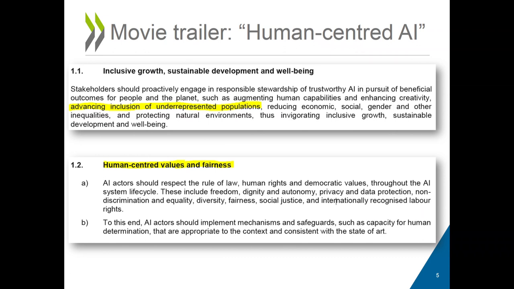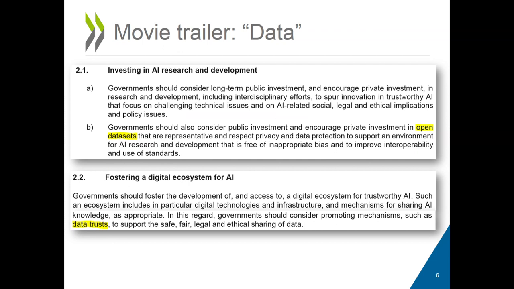and I'm just going to present to you a couple of clippings that relate to the topics of the panel today. So, for instance, human-centered AI. You have principles 1.1 and 1.2 about advancing inclusion of underrepresented populations, human-centered values and fairness, for instance. Now, this is the movie trailer. It's not the spoiler. So if you want to watch the whole movie, read the principles. It's five pages. It's a little bit more than 140 characters, but we'll be okay, I think. If we talk about data, we also mentioned along the principles that we encourage governments to invest and encourage private investment in open data sets, for instance, and data trusts.